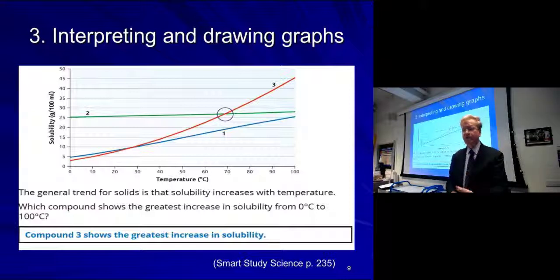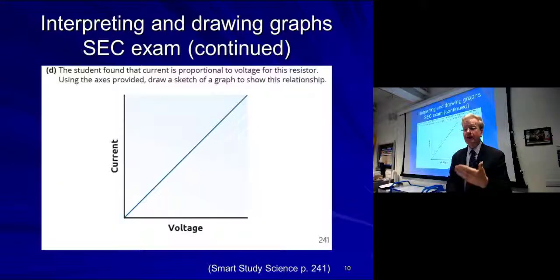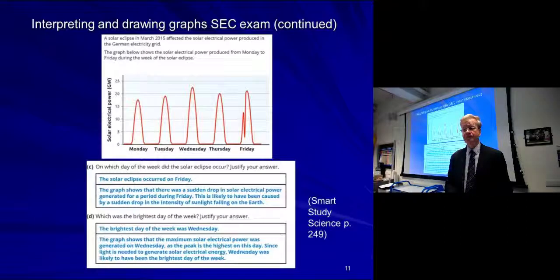So for example, in the SEC sample paper, they asked you about solubility curves. They also asked you about plotting a graph of current versus voltage. Note that the graph is drawn in blue in order to be picked up in the scanning process. Don't draw the graph in pencil, because if the pencil is very faint, it may not be picked up when your examination paper is scanned.